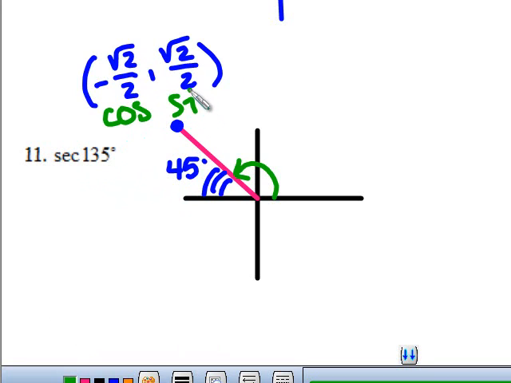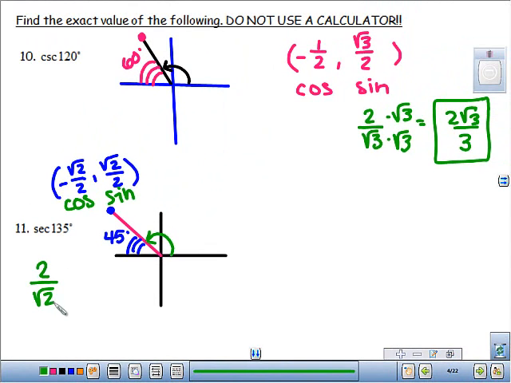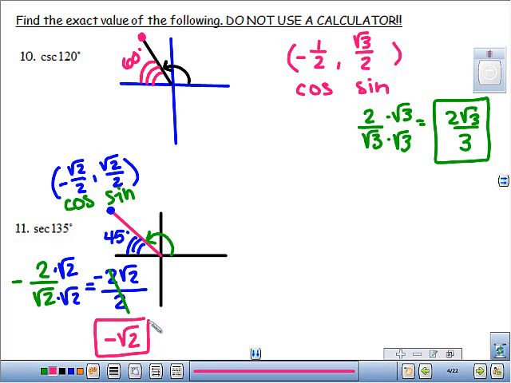Secant is the reciprocal of cosine. So I flip this. Cosine was negative, so secant's going to be negative. And I need to rationalize. So you get 2 square root of 2 in your numerator. Don't forget the negative. And 2 in your denominator. Those 2's cancel. So you're left with negative square root of 2.